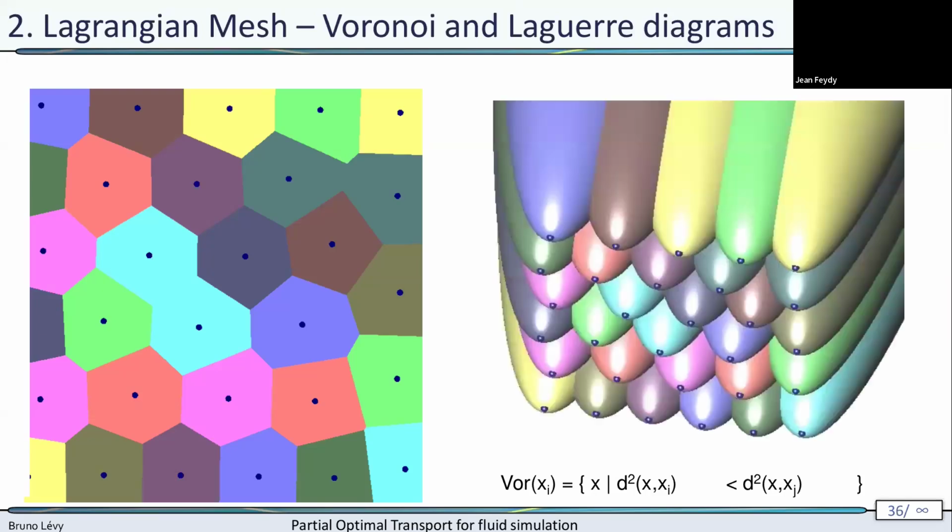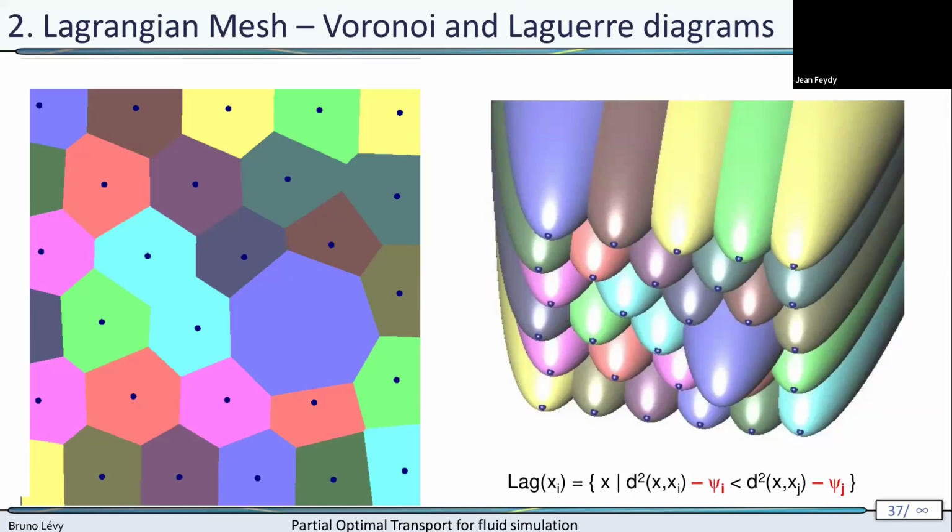But in terms of function minimization, you can think about this as the 2D projection of a 3D diagram. This diagram is just the plot of the functions square distance to each of the points. If you look at that from below, at each point you only see one of the parabolas, the one that is nearer to you, and you see this diagram.